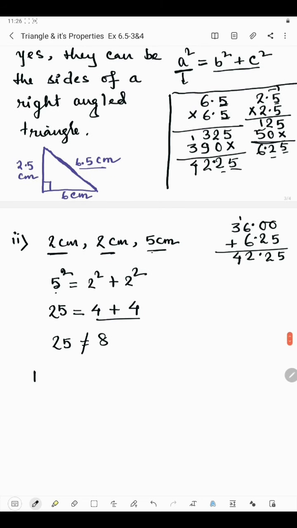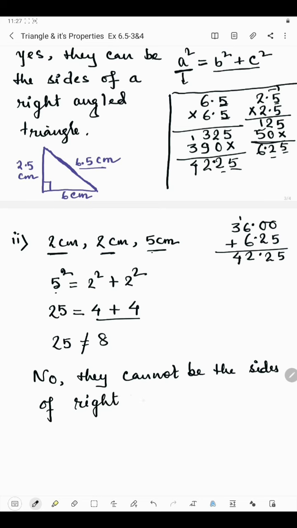So we'll write no, they cannot be the sides of right triangle. Okay.